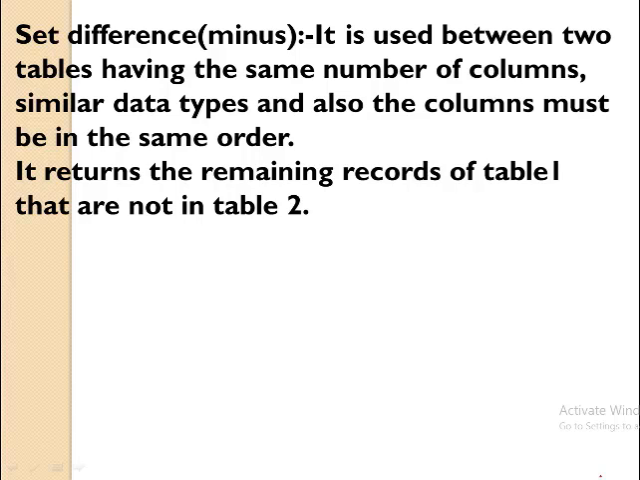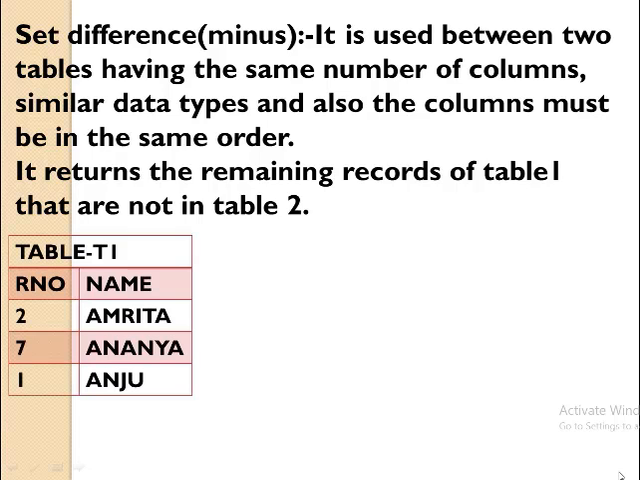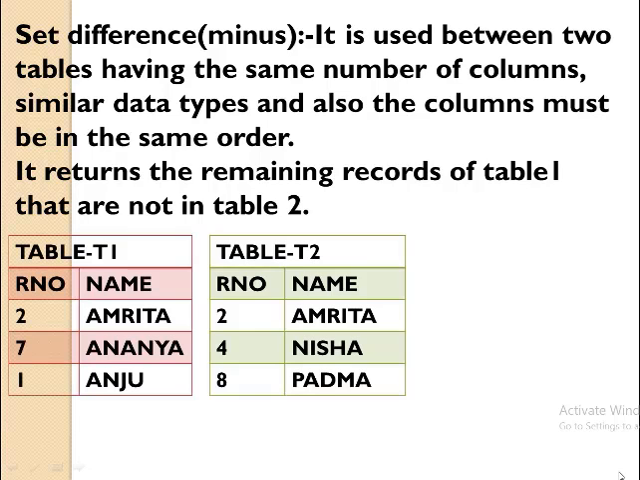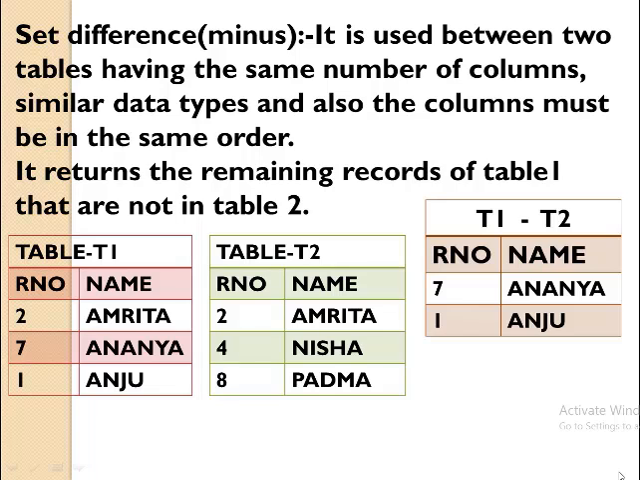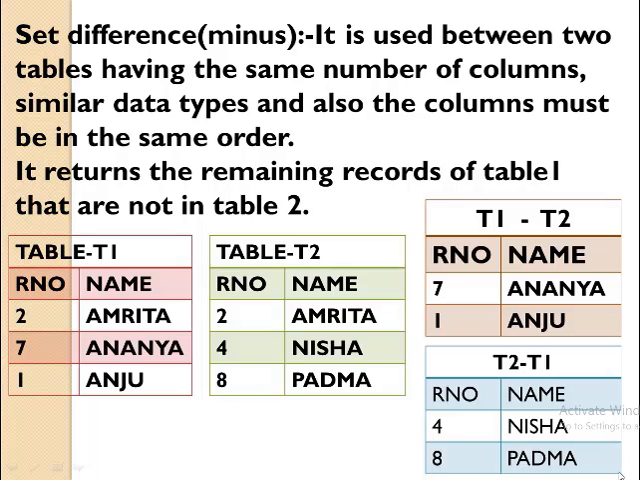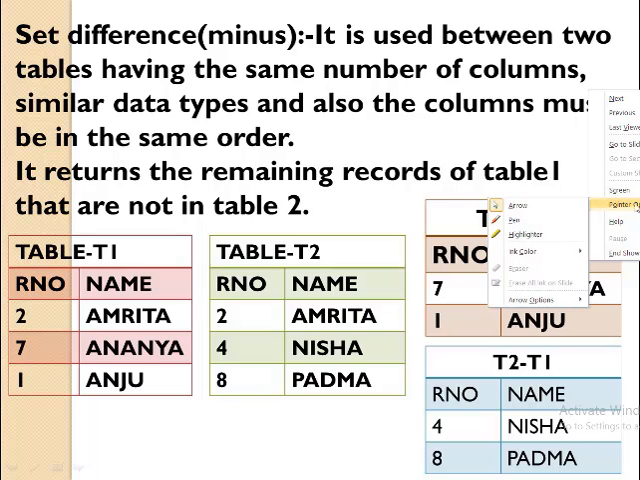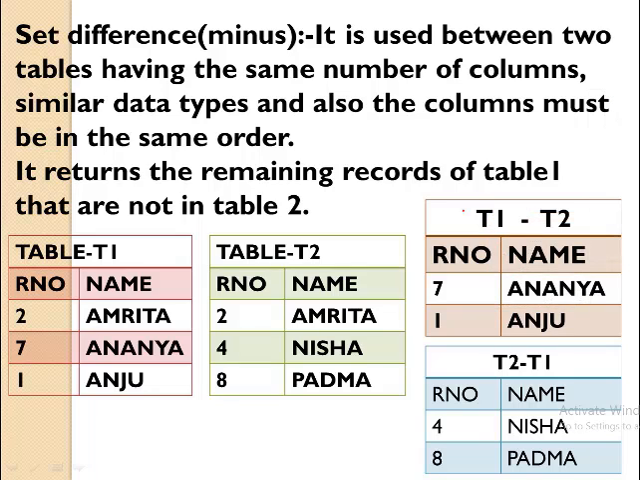Similarly, if you are writing table 2 minus table 1, then it will return records of table 2 which are not in table 1. So if this is table T1 and this is table T2, then T1 minus T2 will be this, and T2 minus T1 will be the next one. Now here you can see that T1 minus T2 and T2 minus T1 are not the same.